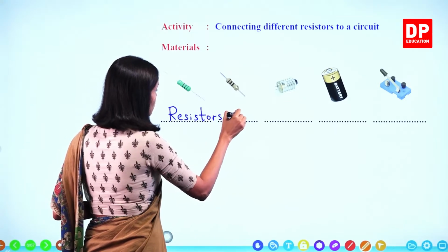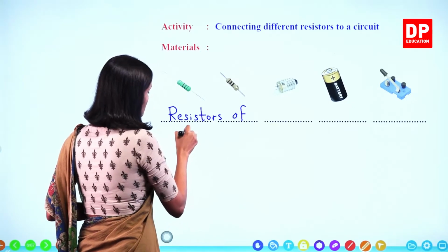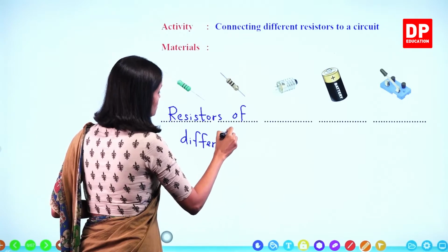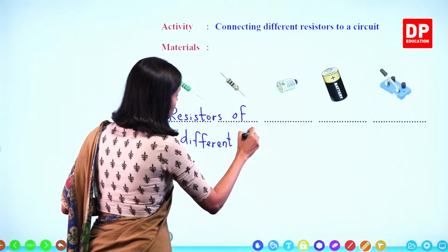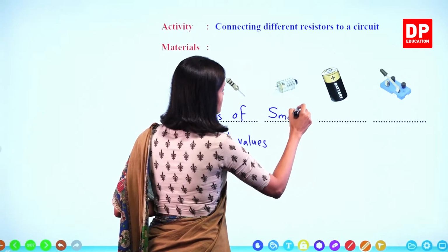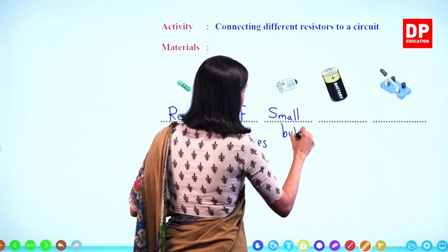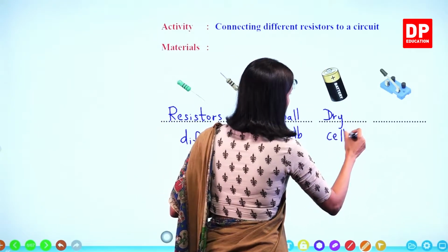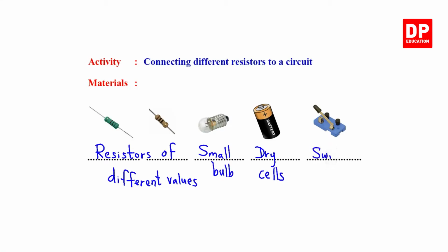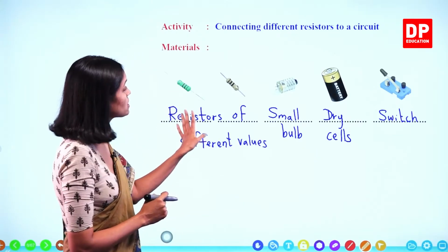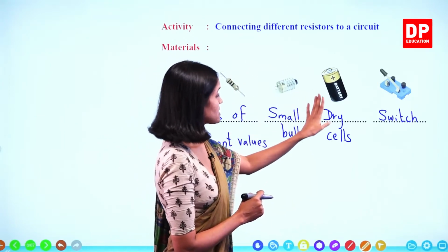Resistors of different values. Small bulb, dry cells, switch. Okay, we need resistors of different values, a small bulb, dry cells and a switch.